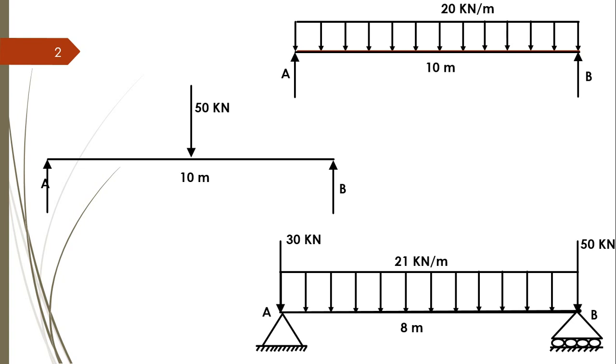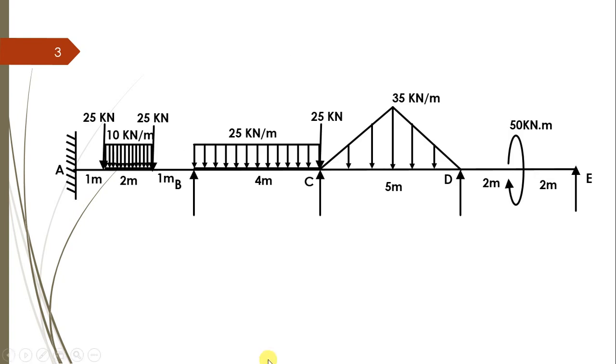Now in today's video we are going to discuss the analysis of a continuous beam subjected to different types of loading conditions. Here we are considering a continuous beam A, B, C, D, E, subjected to a point load, UDL, then a triangular load, and a moment, and we are going to analyze this beam using StarPro. So let's start with that.